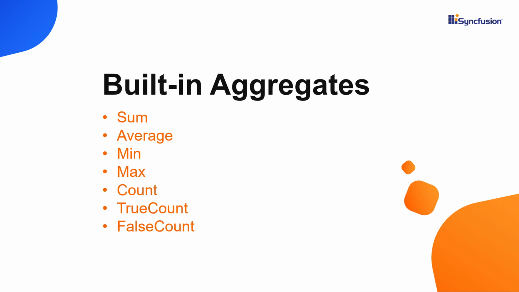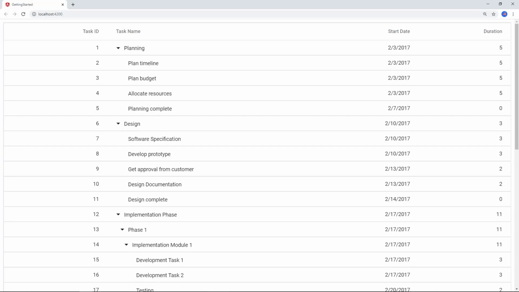At present, there are 7 built-in aggregate types. They are sum, average, min, max, count, true count, false count. In this sample, I am going to define the aggregate for this duration column. First, I will show the sum aggregation in the duration column.